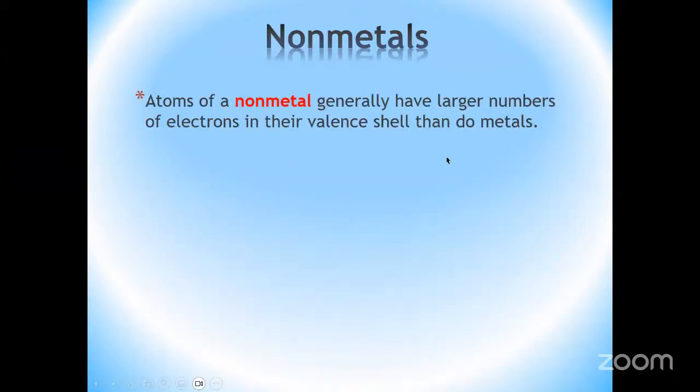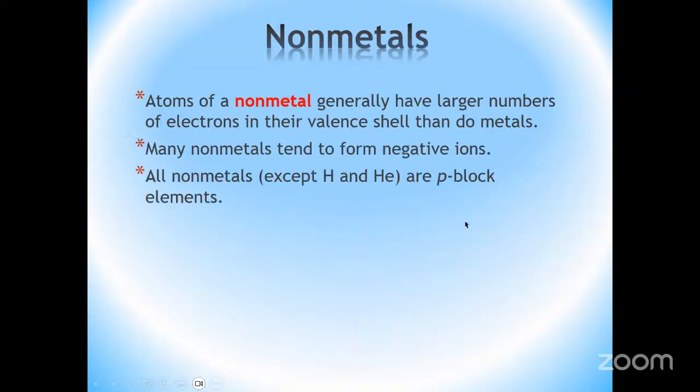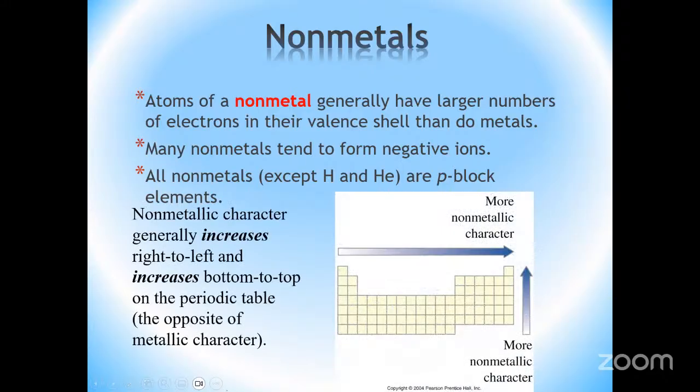Non-metals are basically the chemical opposite of metals in that they tend to gain electrons. They tend to have a larger number of electrons in their valence shells, and they tend to gain electrons in order to complete their octet, right? And therefore, as a result, they form anions, right? All nonmetals are p-block elements with the exception of hydrogen and helium. And the trend in terms of non-metallic character is the opposite of what we observe for metallic character. So as you can see here, non-metallic character increases going up a group and left to right of a period. Or I should say right to left of a period, right?